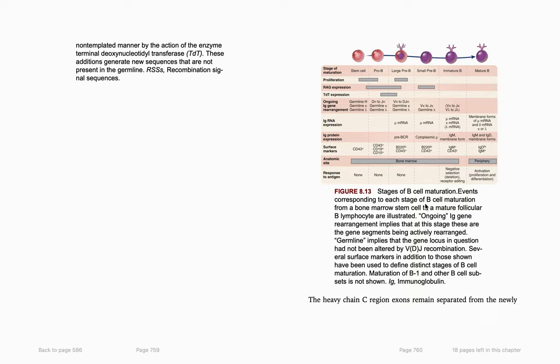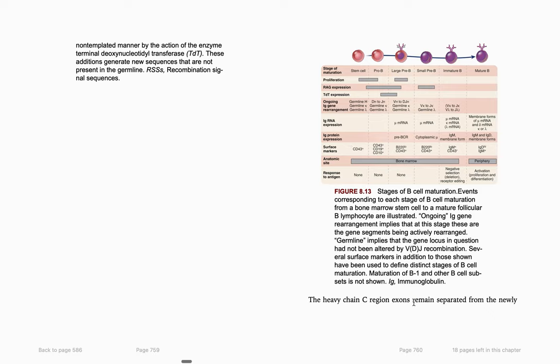So we have the stages of B cell maturation; the events corresponding to each stage of B cell maturation from bone marrow stem cell to mature follicular B lymphocyte are illustrated. Ongoing Ig gene rearrangement implies that at this stage these are the gene segments being actively rearranged. Germline implies that the gene locus in question has not been altered. Then there is proliferation, expression of the receptor, and TdT expression. From this you get pro-B, large pre-B, small pre-B, immature, then mature. So this is what is happening.